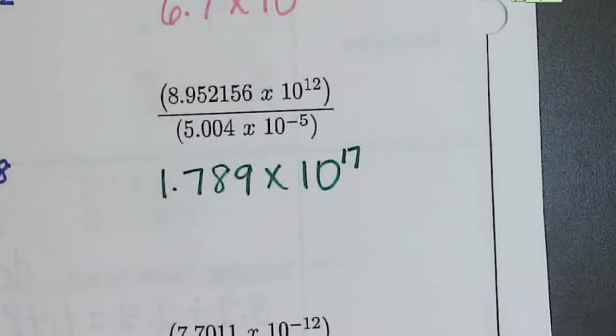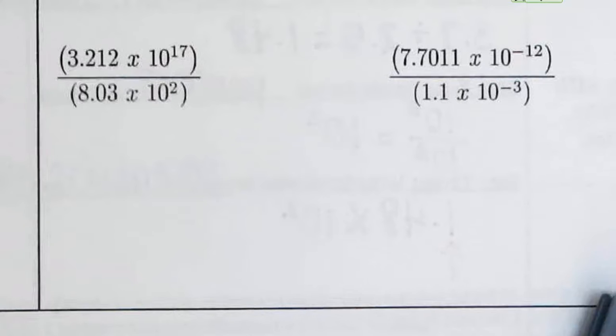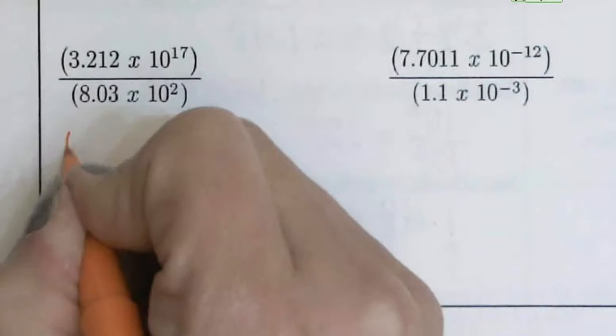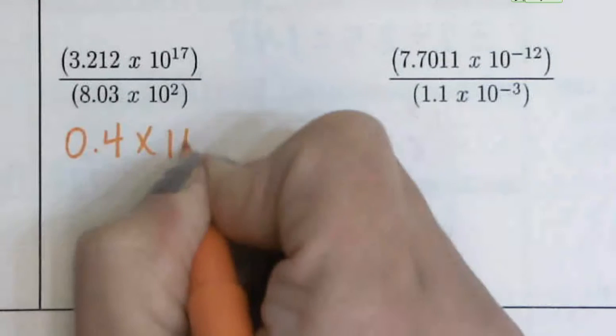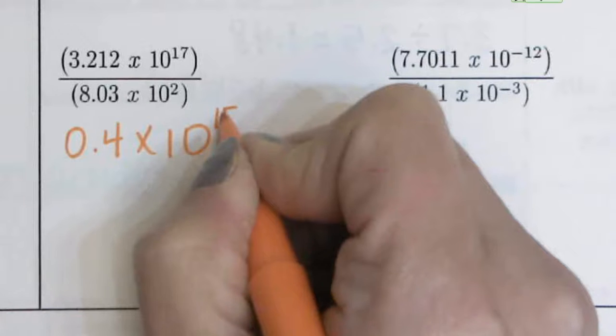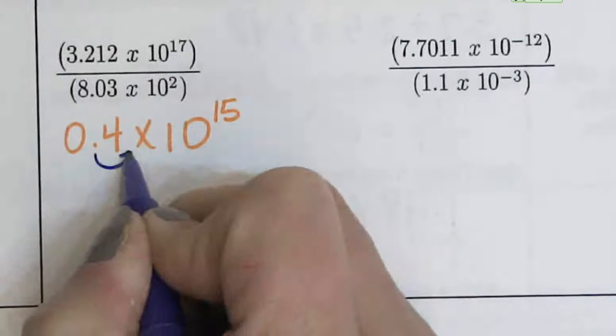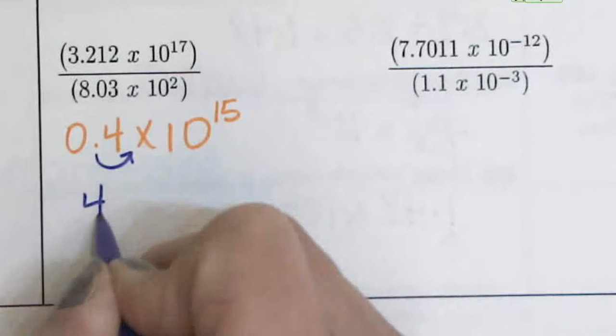All right, last but not least. 7.7011 divided by 1.1 equals 7.001 times 10 to the, this is negative 12 minus a negative 3, so it gives me the answer of negative 9. I see that my digit before the decimal point is only 1, and it's between 1 and 9, so I know that my answer is correct.